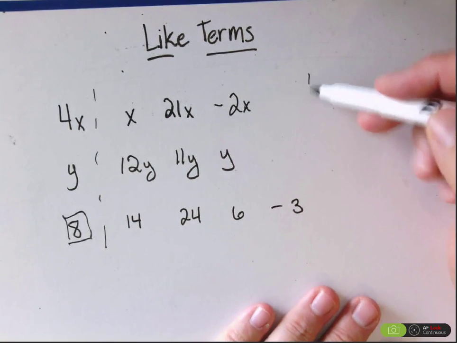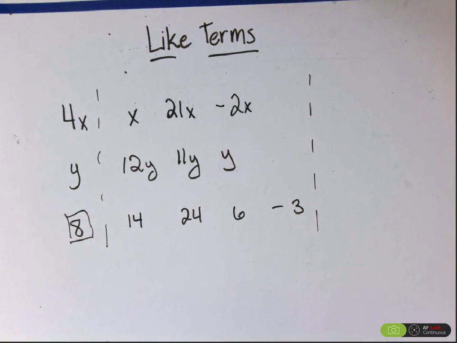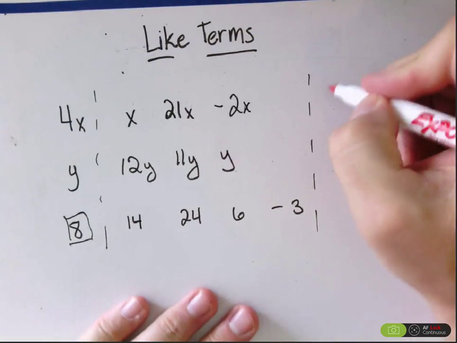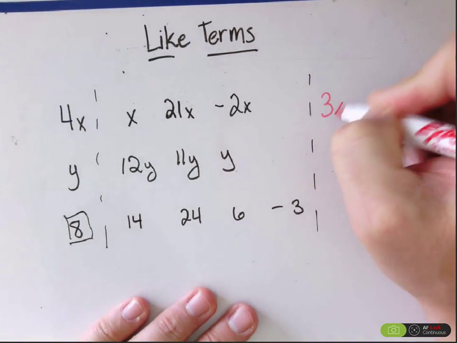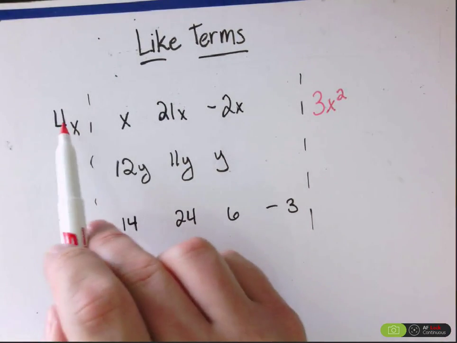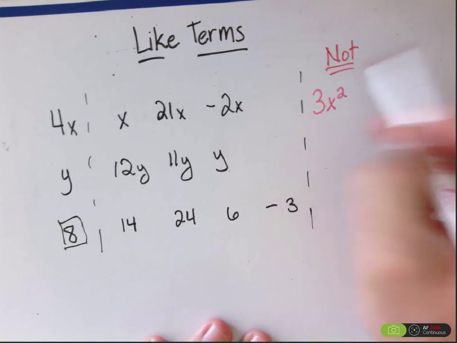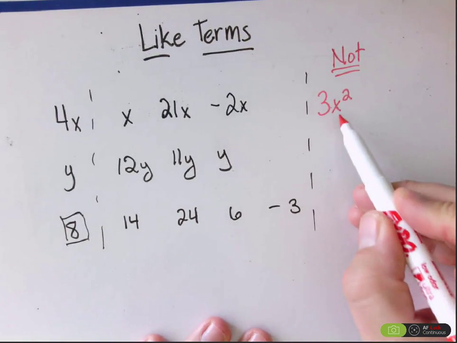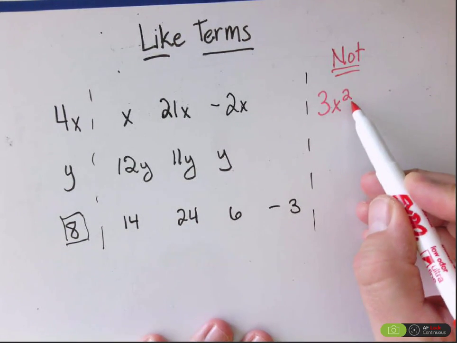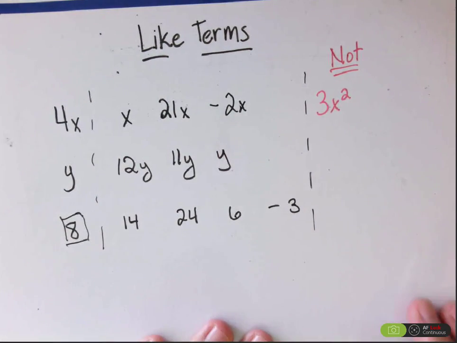How do I know if they're not like terms? What if they're really, really similar? How about this? I'll put it in red. 4x. Some people may think that 3x squared is a like term to 4x. It is not. These are not like terms. The reason being is because you have the same variable x, but it's raised to a different exponent. It's squared. So these are not like terms. I would not be able to combine them.